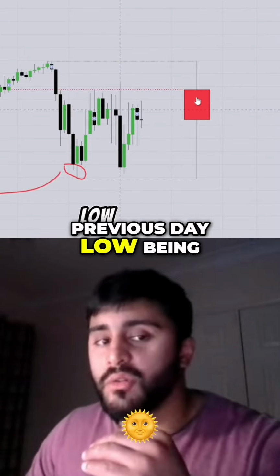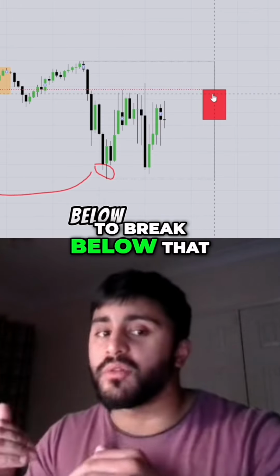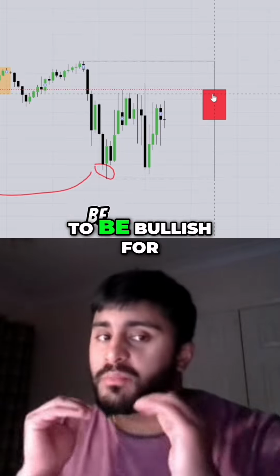When you see a previous day low being swept and price struggles to break below that, this is a strong indication that you want to be bullish for the day, right?